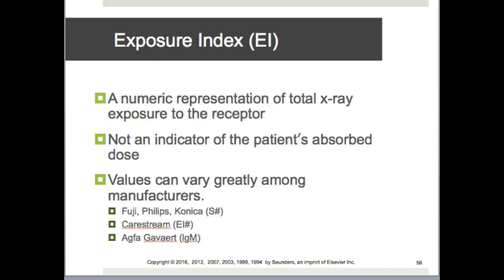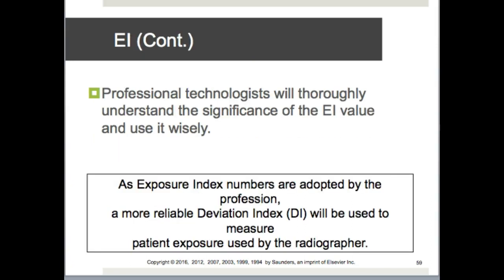So here's your EI, your exposure index. It's a numeric representation of the total X-ray exposure to the receptor. So it's not an indicator of the patient's absorbed dose. Values can vary among manufacturers. So you have all these different brands. You have your S or EI or whatever. There are different ones. So when we come see you, we're like, okay, what are you using? And we've been doing it so long, we can figure out if the image is exposed properly.